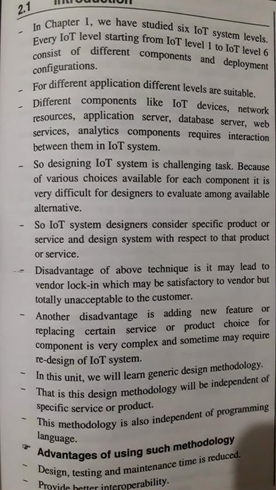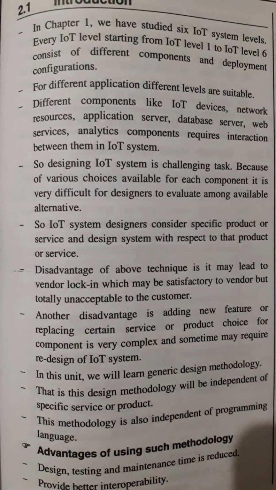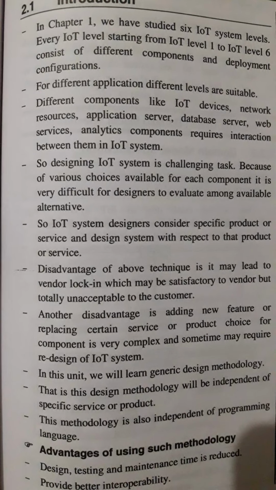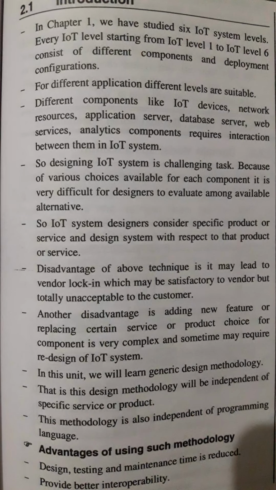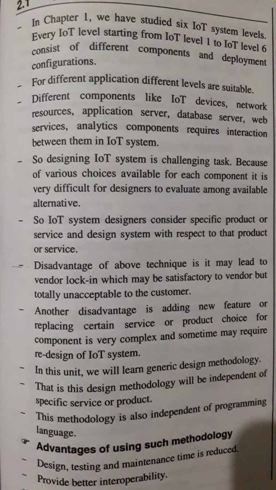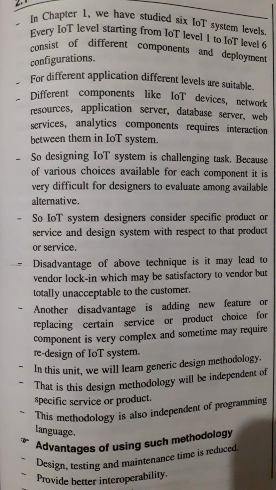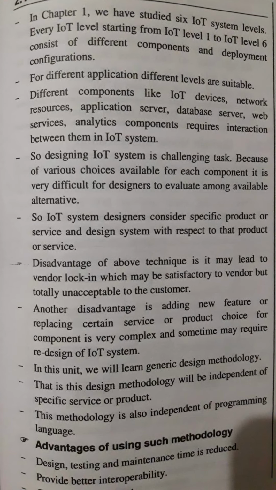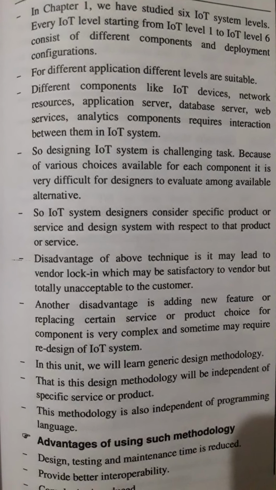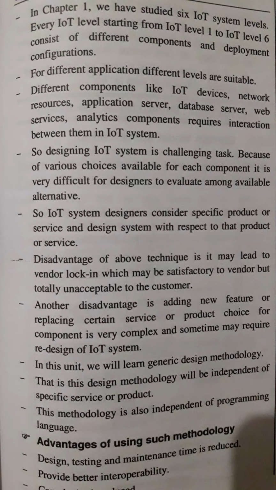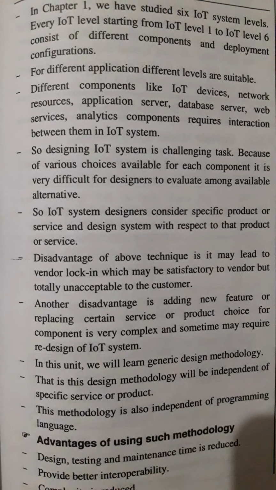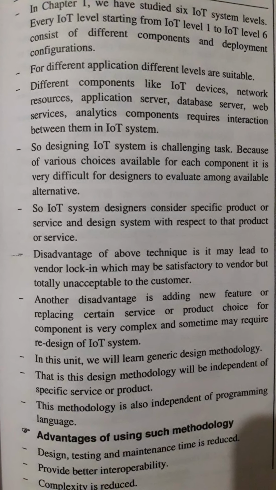Different components like IoT devices, network resources, application servers, database servers, web services, and analytics components require interaction between them in an IoT system. So designing an IoT system is a challenging task because of the various choices available for each component. It is very difficult for designers to evaluate among the available alternatives. So IoT system designers consider a specific product or service and design the system with respect to that product or service.